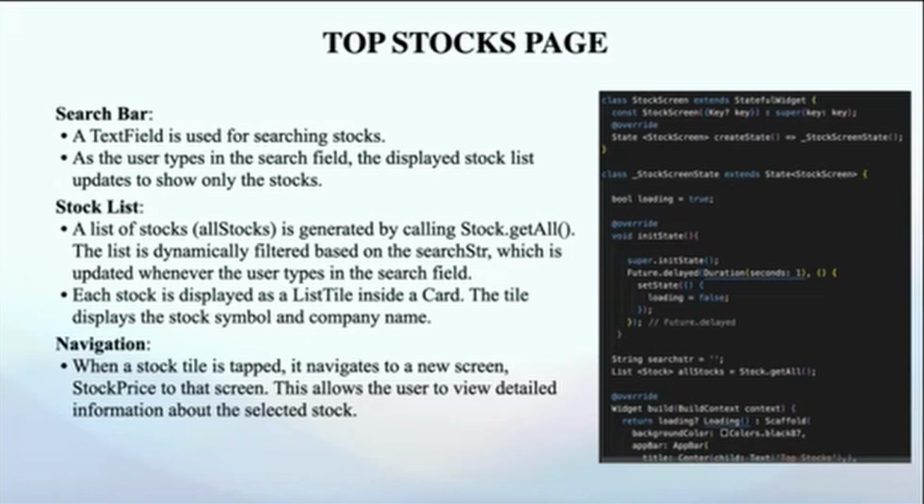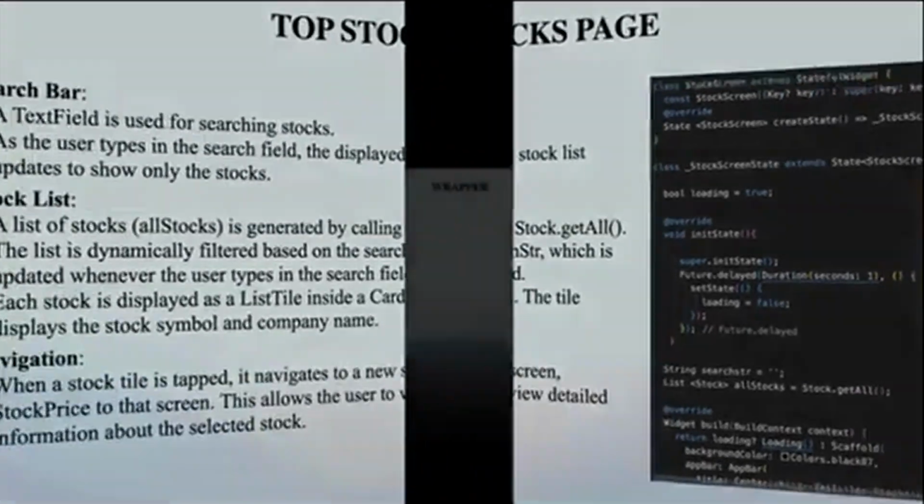It is generated by calling a function called stock.getAll, and the list is dynamically filtered based on the search string, which is updated whenever the user types in the search field. And then we have another functionality from the stock list where each stock is displayed as a list tile inside a card. The tile displays the stock symbol and the name. For navigation, when the tile is tapped, it navigates to a new screen, which is the stock price screen, and that allows the user to see detailed information about the selected stock.